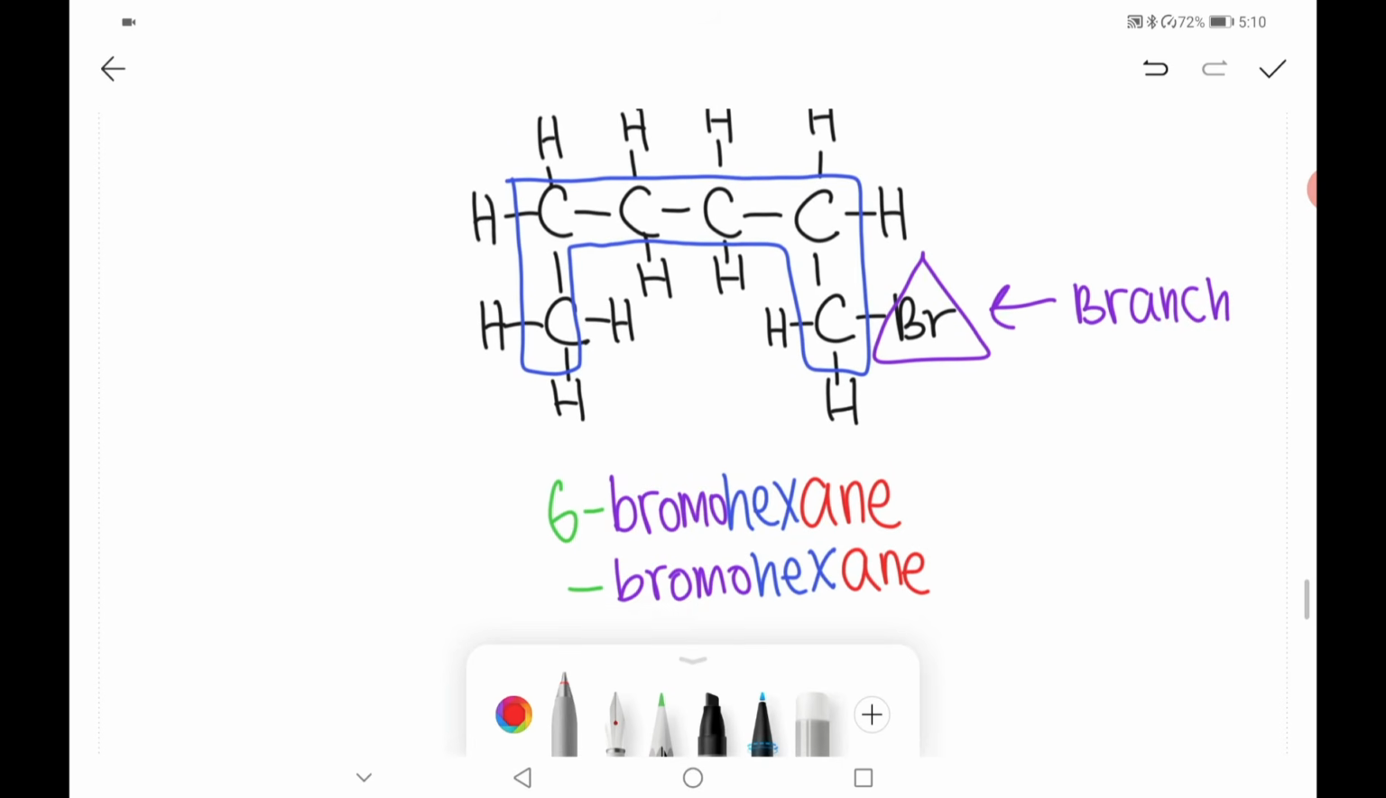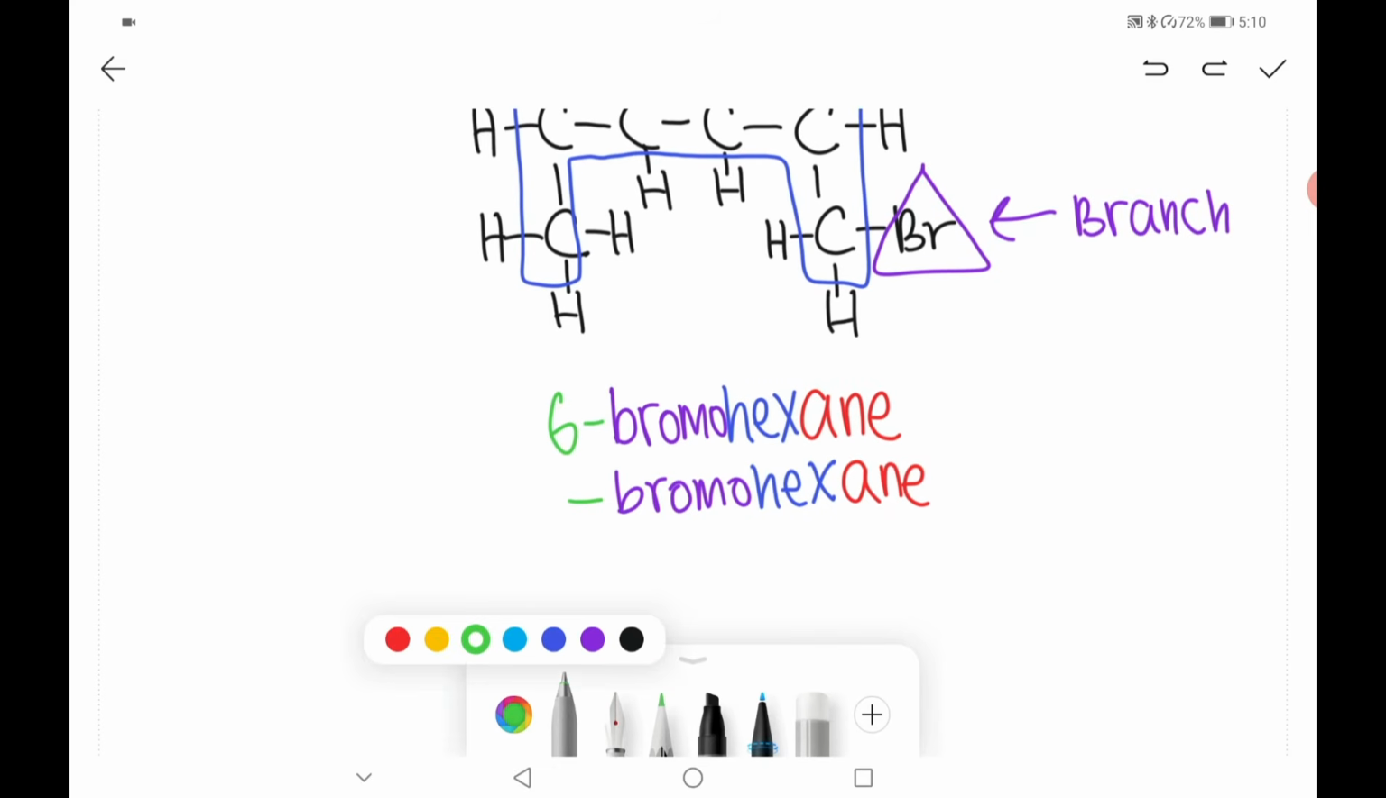Now if I count from the right to the left, this carbon is carbon number 1. So the bromine is sticking to carbon number 1, and the name is 1-bromohexane. So we have two answers here.